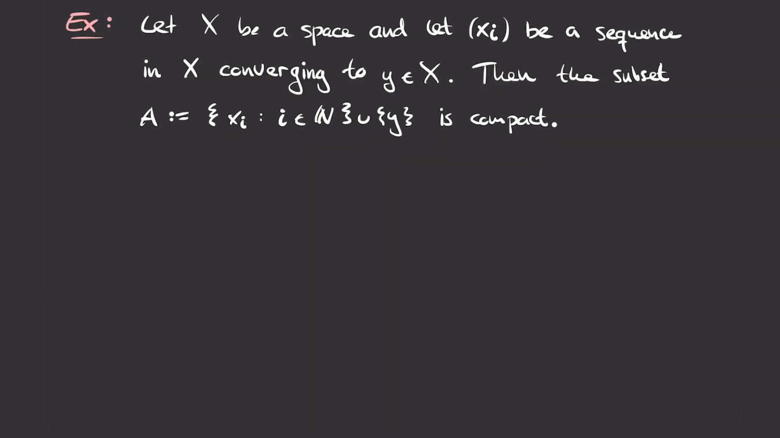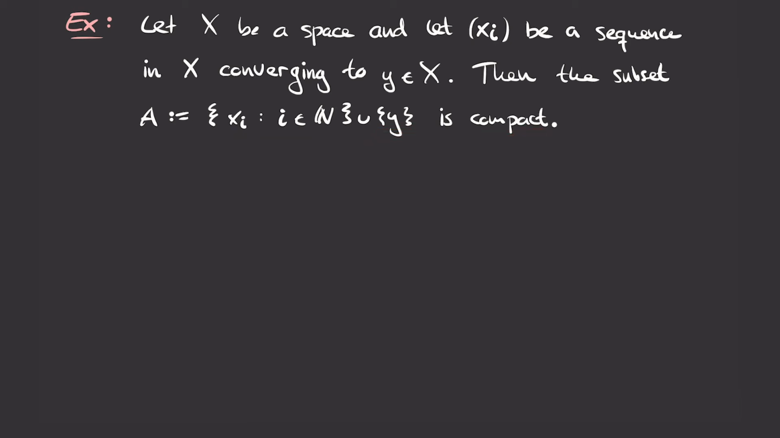We can now use the previous lemma to give an example that's a bit more interesting. So for this we assume that X is some topological space, and we suppose we have some sequence x_i of points in X that converges to a limit y which also lies in X. Now the claim is that the subset A, consisting of all the points of the sequence, including this limit, is compact.